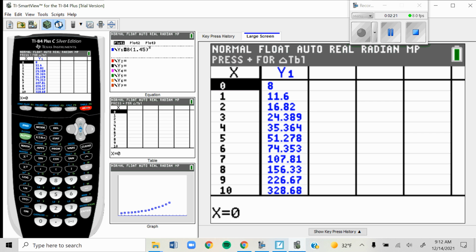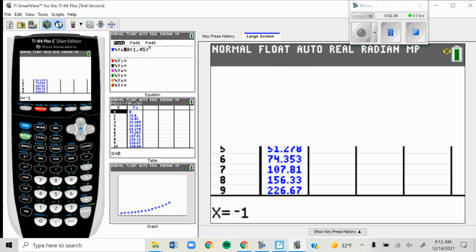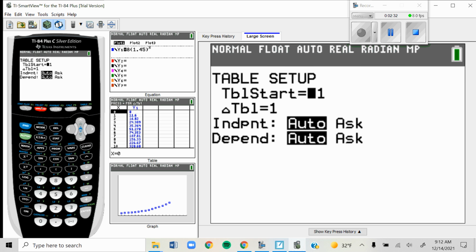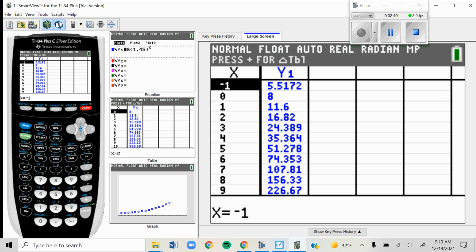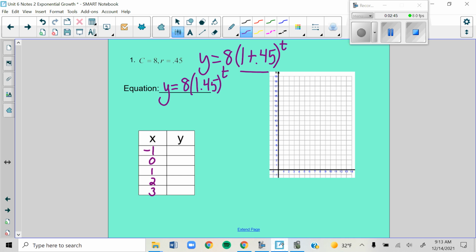Now I want my table to start at -1, so I'm just going to arrow to -1. If your numbers are way different than this, you can go ahead and hit second window. And here you can change where your table starts, and you can also change what its increment is if it's not at 1. So I'm going to go back. Now these are my values that I'm going to want to plug in to my table. So I'm going to jump back to my smartboard lesson for you, and I get 5.52, 8, 11.6, 16.82, and 24.39. Those just came right from my graphing calculator.